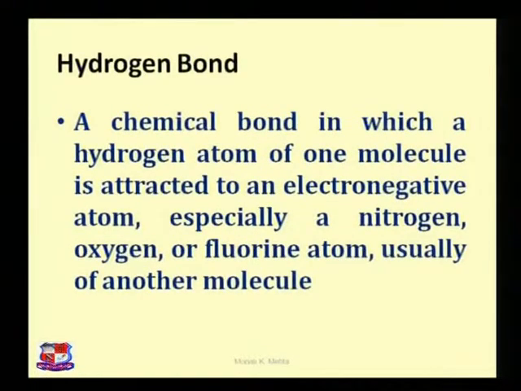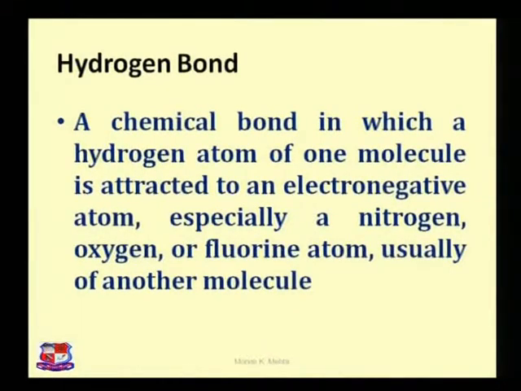There are some molecules that want to complete their octet, and there are 3 ways: by losing their electrons, by gaining their electrons, or by sharing their electrons. When electropositive and electronegative atoms combine with each other, they create an ionic bond. When electronegative and electronegative atoms combine with each other, they create a covalent bond.